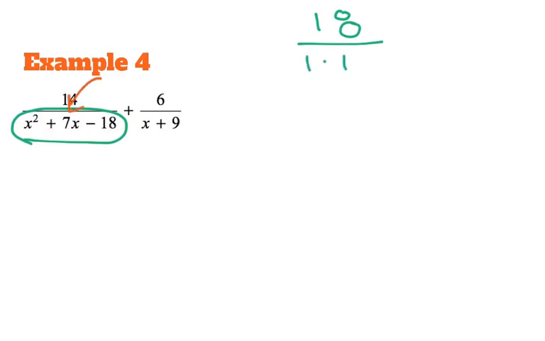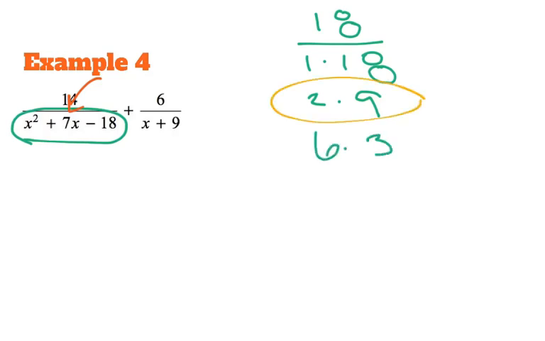So writing out my factors of 18 would be 1 and 18, 2 times 9, and 6 times 3. And the ones that can add to get me to 7 would be 2 times 9, because I can do 9 minus 2. And it's okay that I make the 2 a negative, because I was actually multiplying together to be a negative 18, so that's perfect.